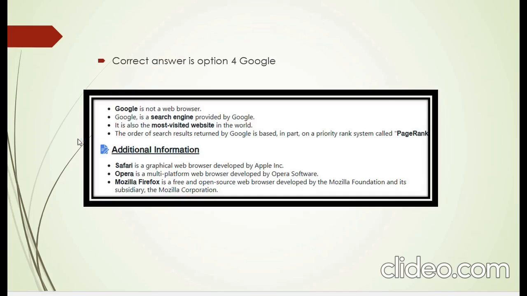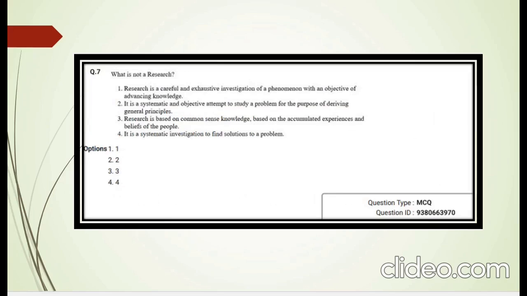Safari is a graphical web browser which was developed by Apple Incorporated. Opera is a multi-platform web browser developed by Opera Software. And Mozilla Firefox is a free and open source web browser developed by Mozilla Foundation and its subsidiary called the Mozilla Corporation. Let us look at the next question.